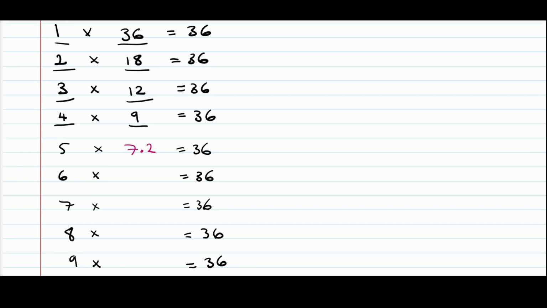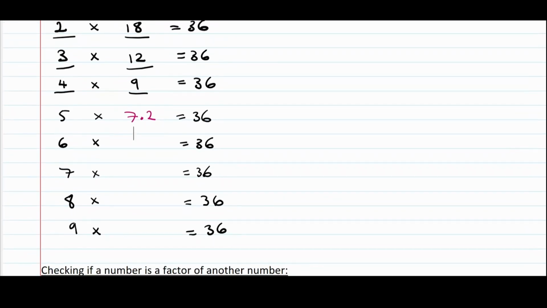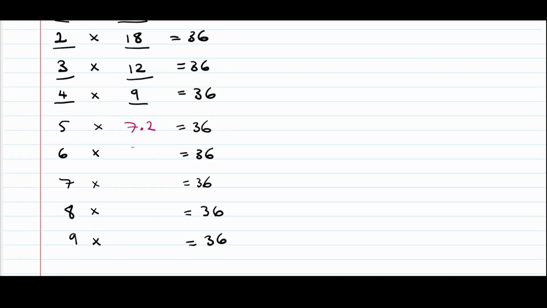Okay? So now let's look at the next number, 6. Well, we all know 6 times 6 will give you 36. And they're both whole numbers, therefore they are both factors and hence factor pairs. All right, let's move on to the next number.